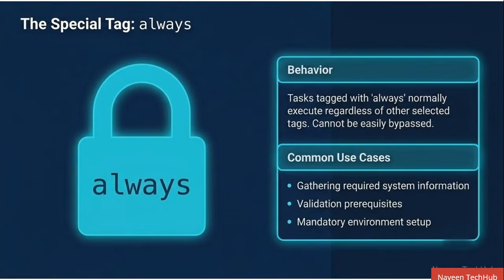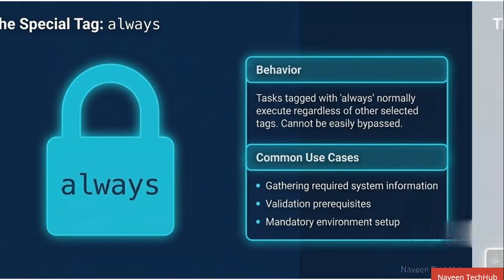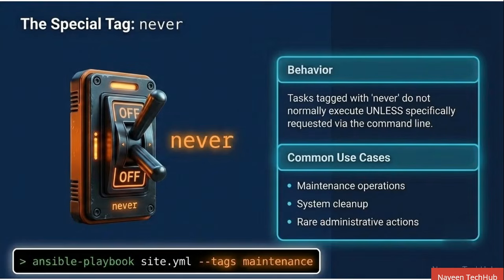Ansible also provides special tags. The first one is always. A task tagged with always normally executes even when other tags are selected. This is useful for operations that should generally happen every time, such as gathering required information, performing prerequisite validation, or preparing mandatory environment settings.